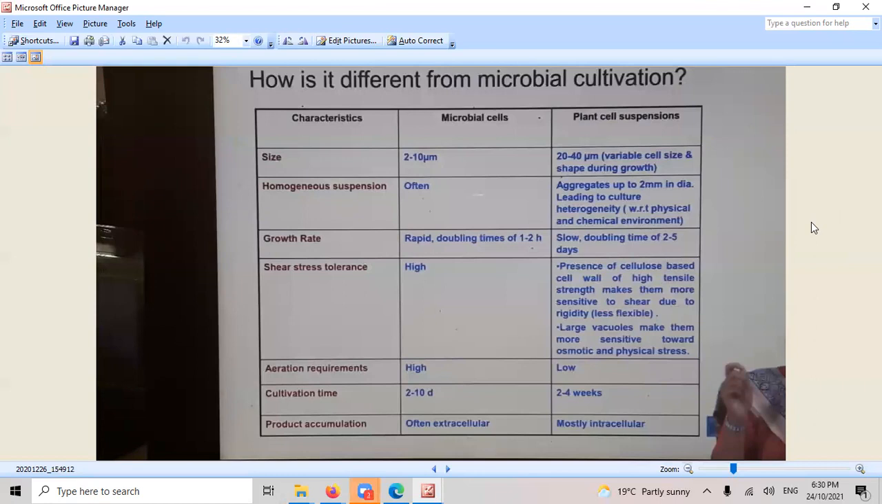This is pretty cool. It says the size of microbial cells is 2 to 10 micron and plant cells are 20 to 40 micron. Big difference. The culture time is 2 to 10 days for microbes, and for plant cells 2 to 4 weeks. The growth rate doubling is 1 to 2 hours for microbes, and days in plants. Really cool, a good comparison.